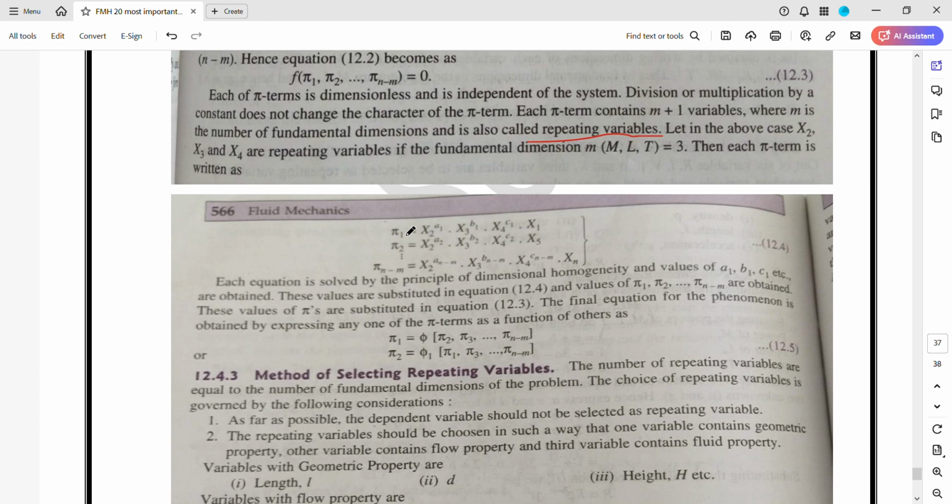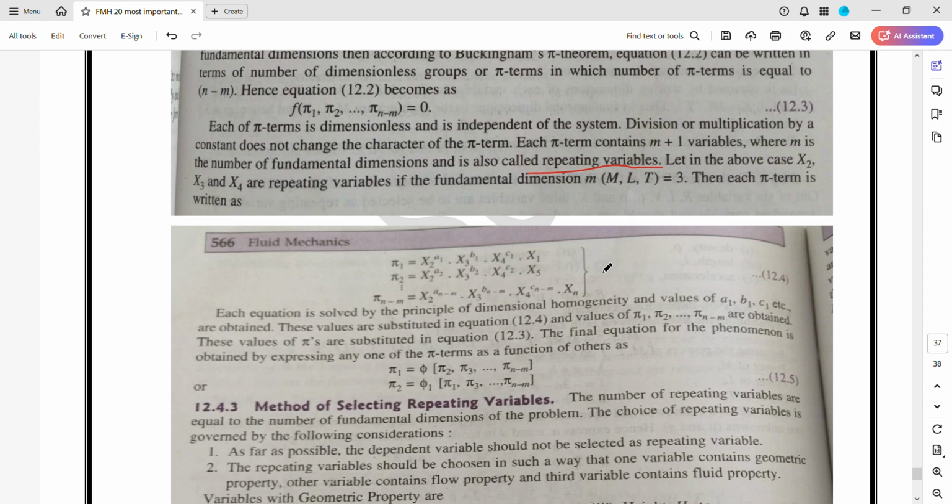Each equation is solved by the principle of dimensional homogeneity, and the values of a1, b1, c1, etc. are obtained. These values are substituted in equation 12.4, and the values of pi 1, pi 2 up to pi n minus m are obtained. These pi values are substituted in equation 12.3, which is f of pi 1, pi 2 up to pi n minus m equal to 0.